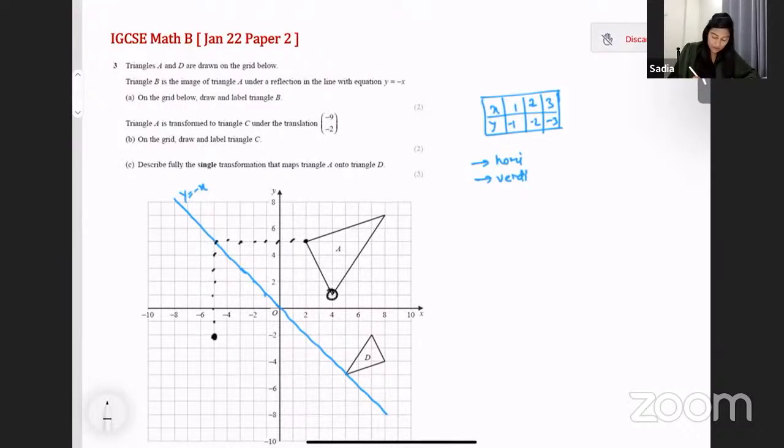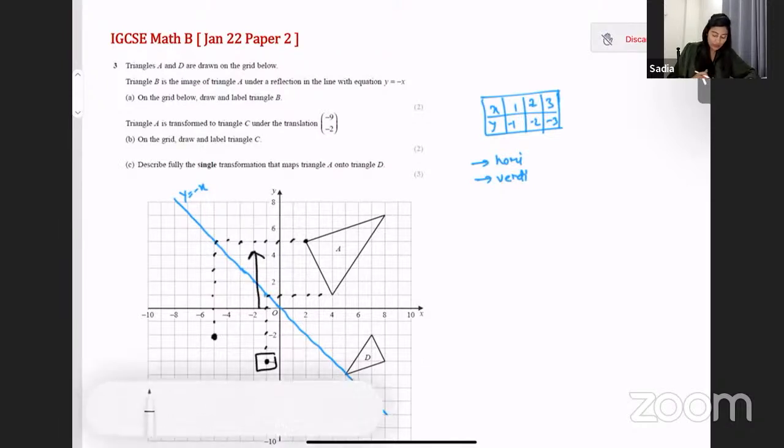Similarly for this one, we need to move 1, 2, 3, 4, 5. So this is horizontal 5 units, and that's why we will move vertically 5 units. 1, 2, 3, 4, 5. I could have actually used the point above this line, right? We can also move up.